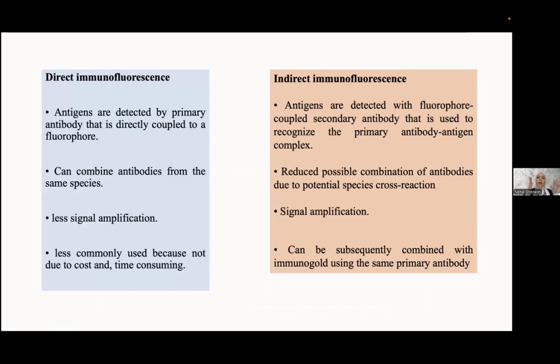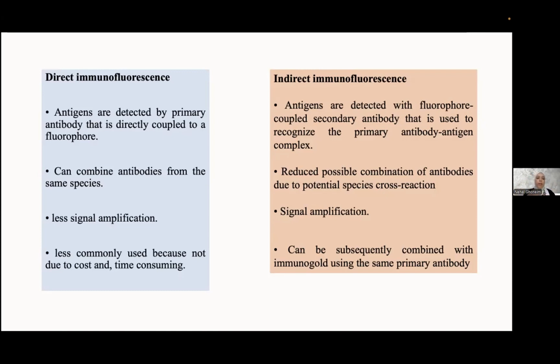So if we use the primary antibody conjugated to a fluorophore, it's called direct immunofluorescence. If it is not already bound to the fluorophore, we will use a secondary antibody bound to a fluorophore, and it's called indirect immunofluorescence. Actually, direct immunofluorescence causes less signal amplification. However, indirect causes signal amplification.